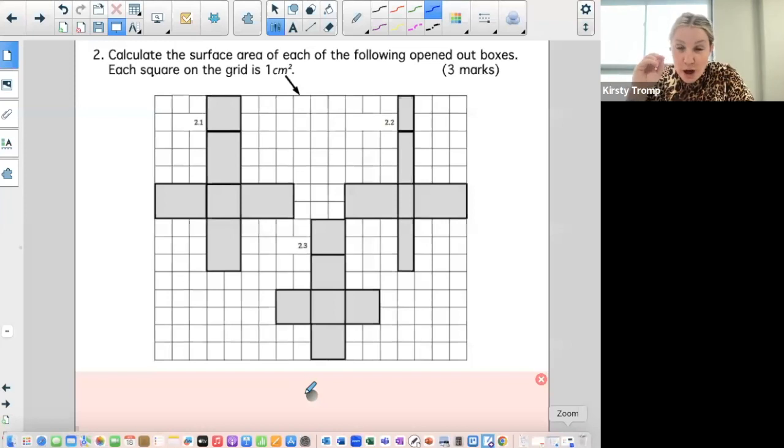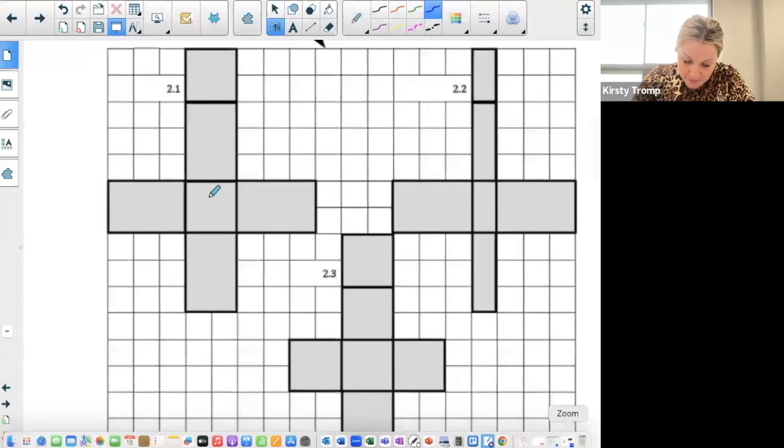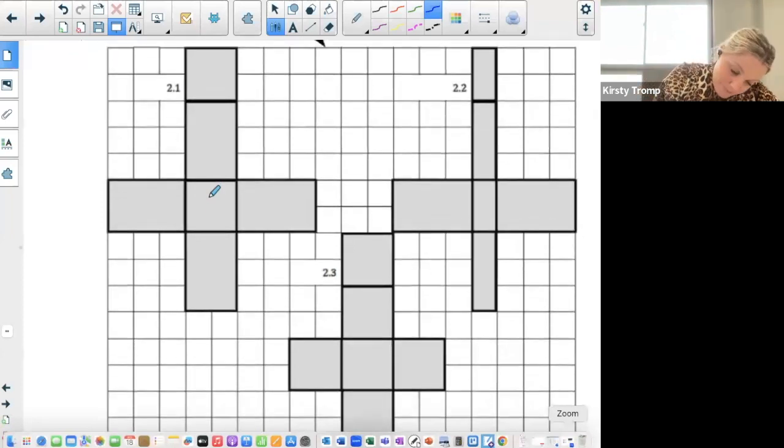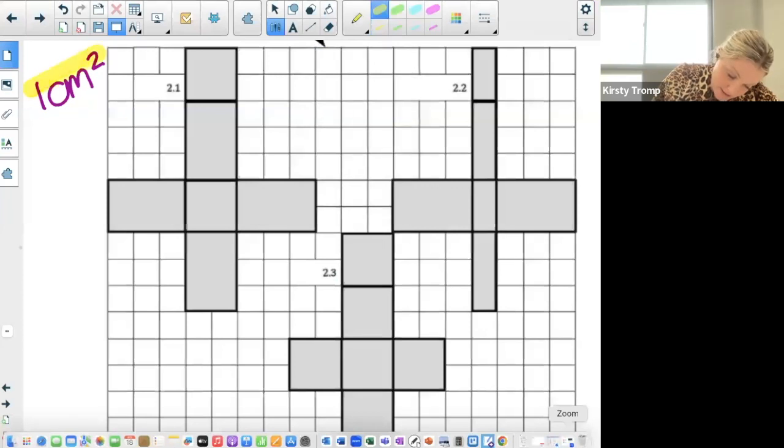Well, each square on the grid is 1 centimeter squared, to give you a nice little hint there. Okay, I'm going to remind you again, I'm going to make it a bit bigger. Each square is 1 centimeter squared. Don't forget, for each rectangular prism, there are always 6 sides. Hopefully that will help as well. So you're going to do 2.1 for me, and you're going to do 2.2.